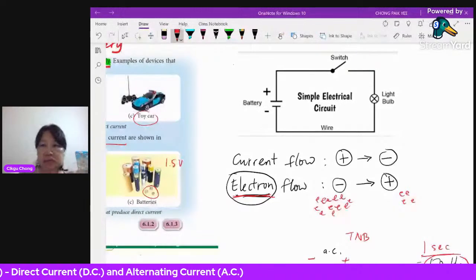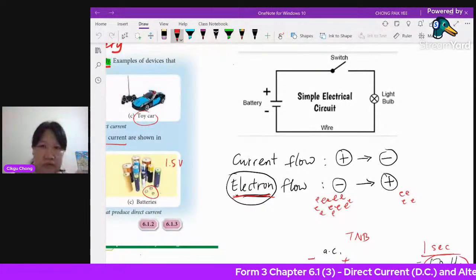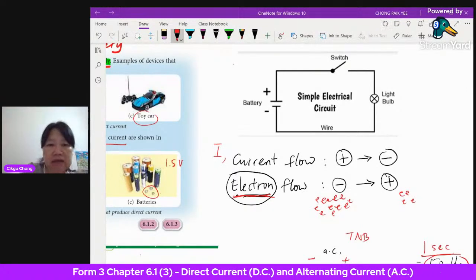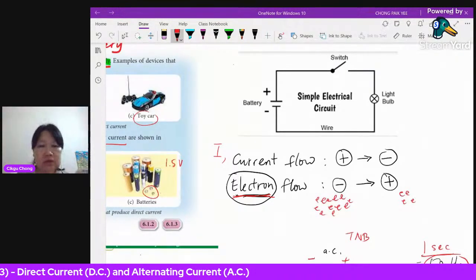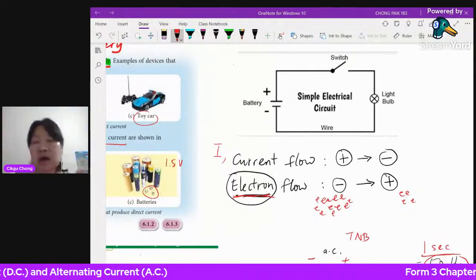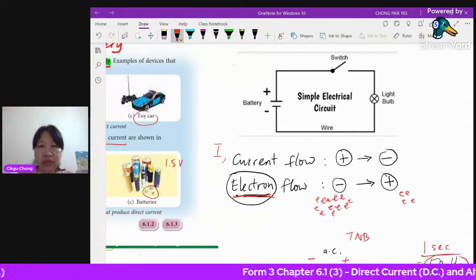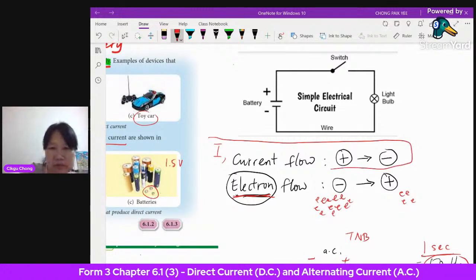If the question asks you for current flow, meaning electrical current, which is represented by the symbol I in physics. If the question asks what is the current flow, we take it to be positive to negative. So remember this: positive to negative.